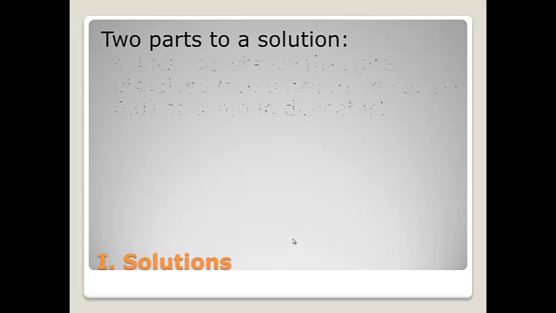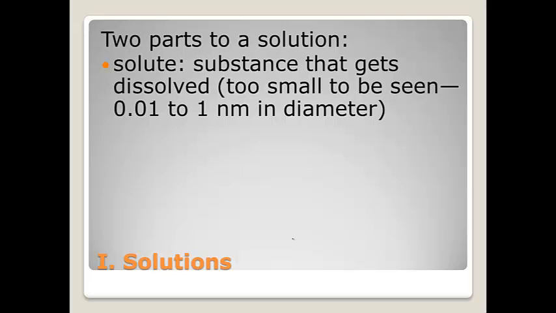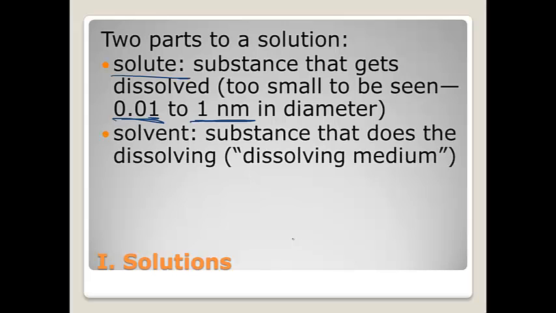Okay, two parts to the solution. The reason why you can't filter it out is because the particles are really small, 0.01 to 1 nanometer in diameter. The stuff that gets dissolved is called the solute. The thing that does the dissolving is the solvent. Okay, and sometimes this is called the dissolving medium.